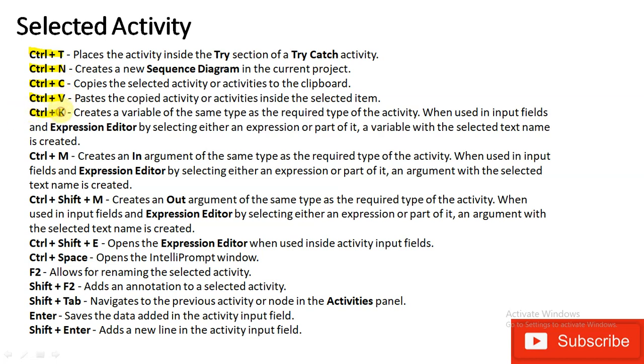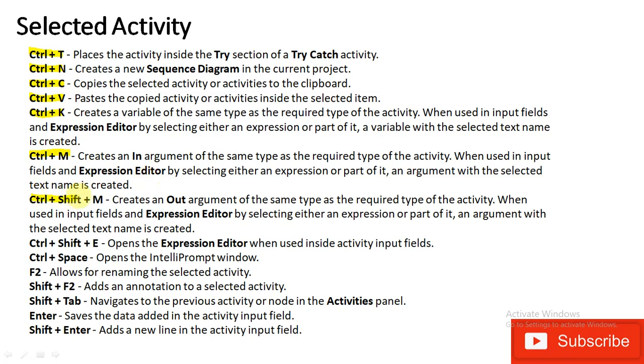Control plus K creates a variable of the same type as the required type of the activity when used in input fields and the expression editor, by selecting either an expression or part of it. A variable with the selected text name is created. Control plus M creates an argument of the same type as the required type of the activity when used in input fields and the expression editor, by selecting either an expression or part of it. An argument with the selected text name is created.